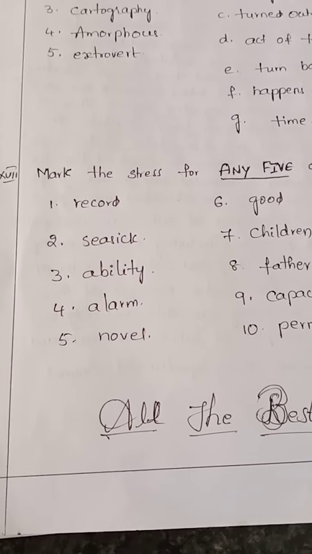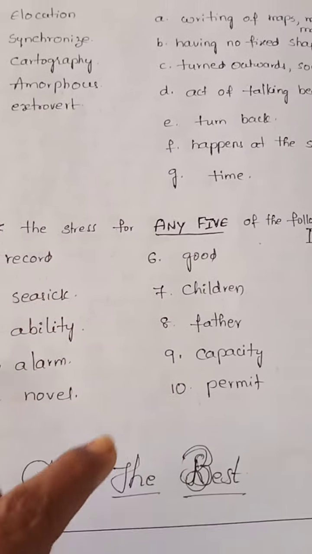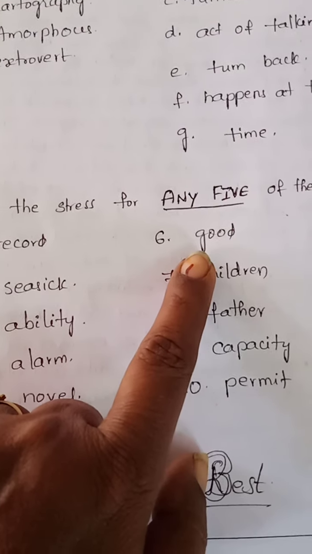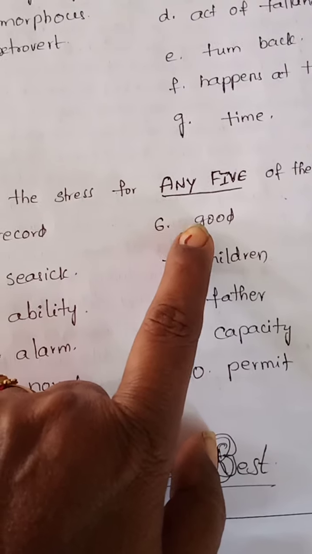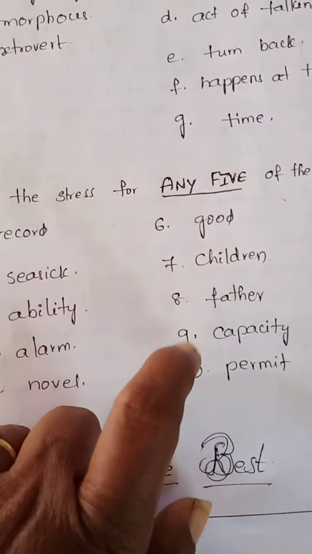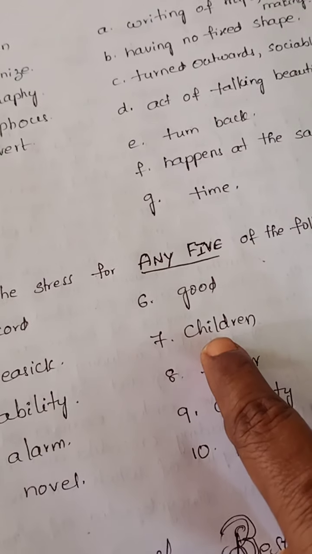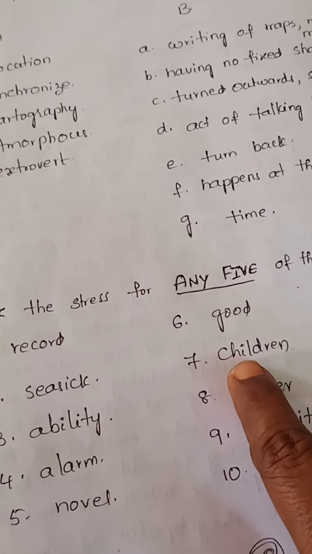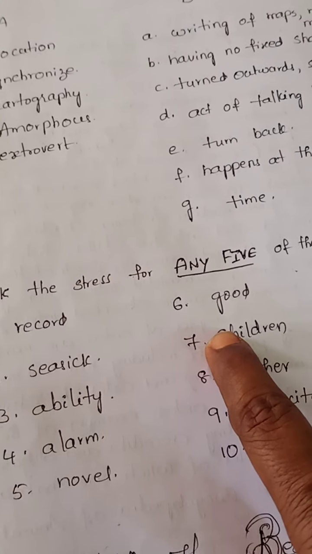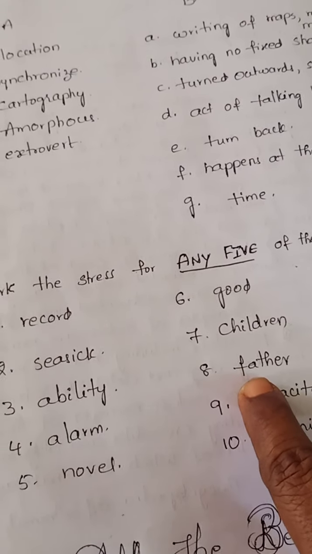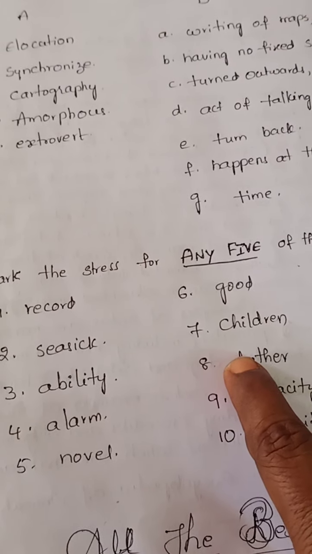For most students, stress marking is going to be very difficult. Here you need to identify. See, good is given here. That means it is one syllable, so the stress comes just before G. And children is not one syllable, but it is a noun, so you mark the stress before C. And even father is a noun, so you mark just before F.